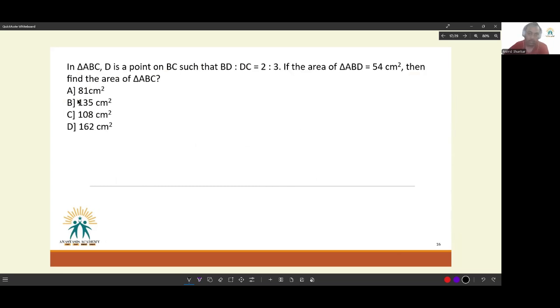Okay. Next. In triangle ABC, D is a point on BC such that BD is to DC is 2 is to 3. The area of triangle ABD is 54 centimeters square. Then find the area of ABC. I have A, B, and C. And D is given in such a way. This is 2x. This is 3x.